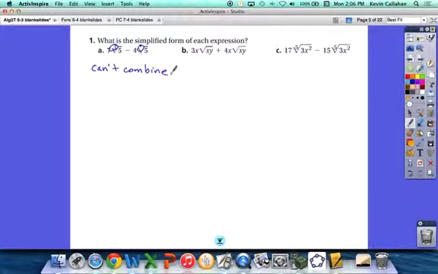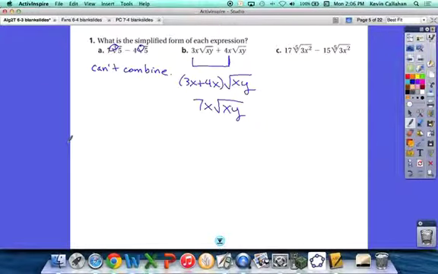How about the next one? Are they the same? Are they like radicals? Yeah, okay, they're like radicals, so how do you combine them? You add the coefficients. The coefficients are 3x and 4x, right? That's 3x plus 4x times the square root of xy. And 3x plus 4x is 7x.